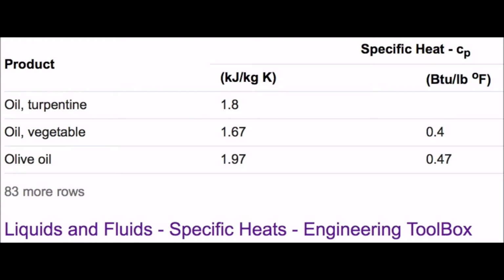Now that we have the data, we need to know the specific heats of the substances so that we can use the specific heat equation to determine if the experiment was successful. As we can see here, the specific heat of olive oil is equal to 1.97. The specific heat of water is, of course, equal to 4.19.